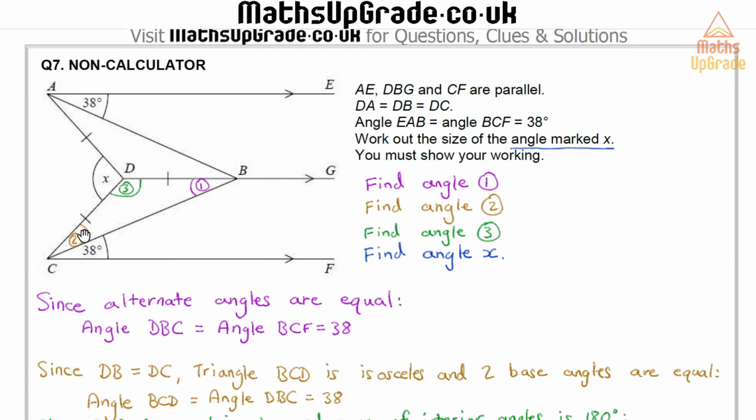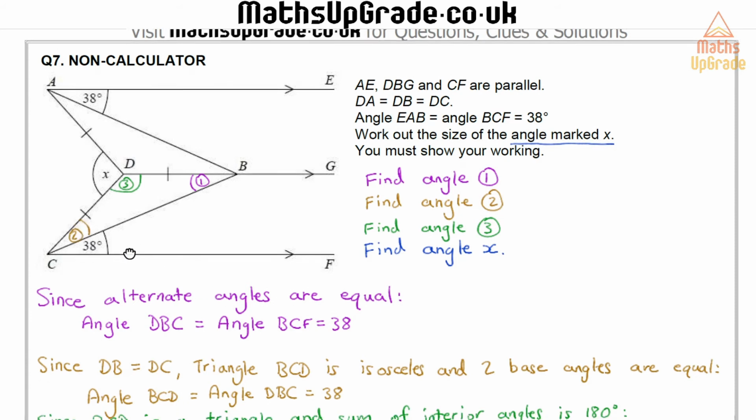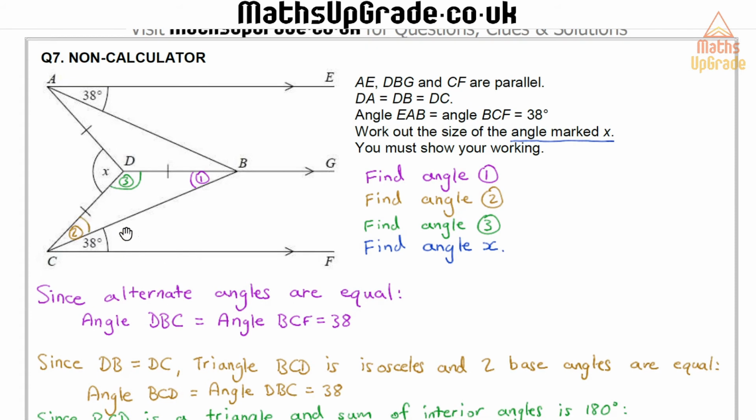Secondly, I'm going to find this angle here. To find that angle there, because this triangle here has got 2 equal sides, so side DC is equal to DB, it's an isosceles triangle, and 2 base angles are always equal in an isosceles triangle. So what I can do there is I can just say that angle 2 is equal to angle 1.